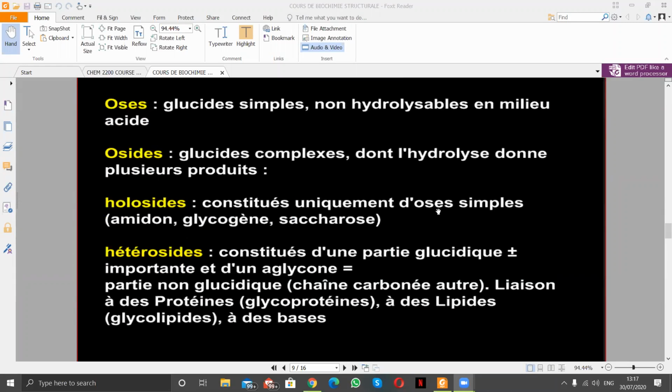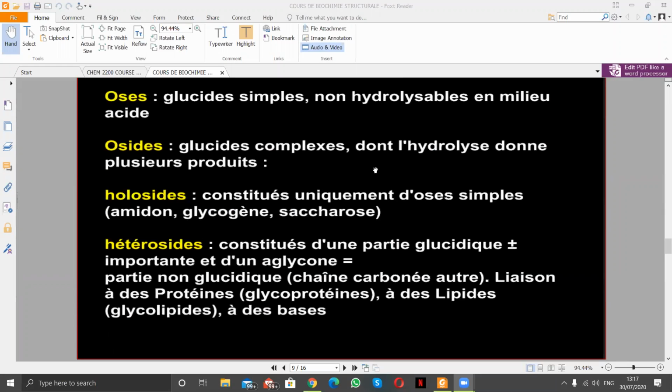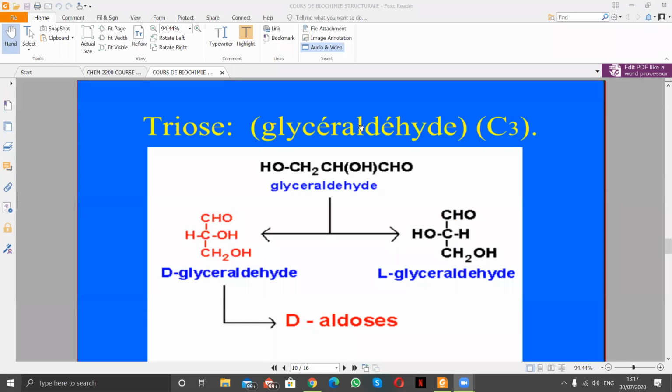These I've already talked about them. Then we're going to talk about the configuration of the D and L. Remember, I haven't touched on polysaccharides yet, but I'm going to talk about the configuration for you. As we go further, you will get what polysaccharides are in detail. We have to first understand these things.